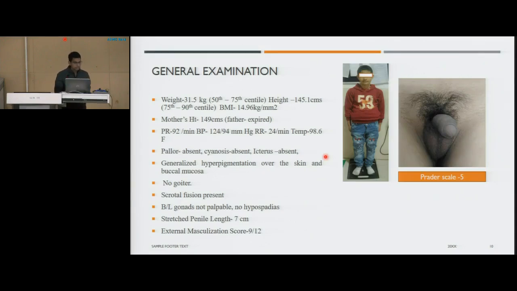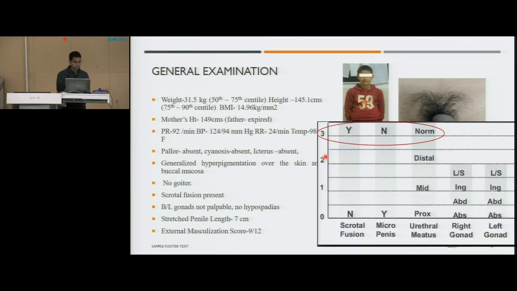And there is an external masculinization score which comes to 9/12. The components of this score are scrotal fusion, micropenis, urethral meatus, and the right and left gonad. So we can see here, he had scrotal fusion, micropenis, and the urethral meatus. So the total score comes out to be 9 upon 12.